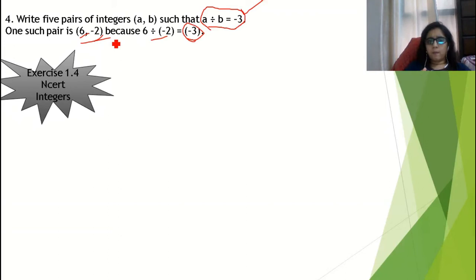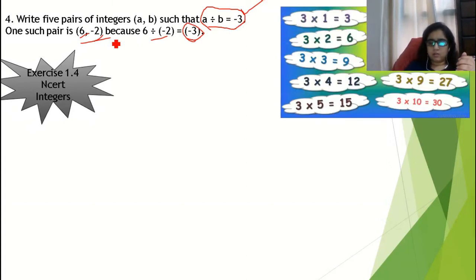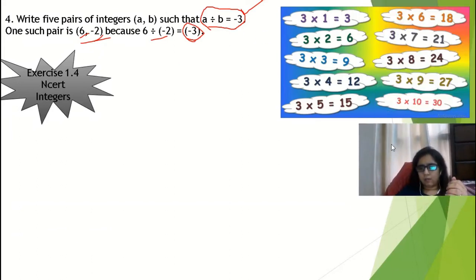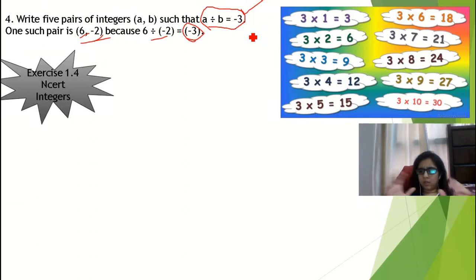In order to think about those numbers, it's better to write the table of 3, and it would be very easy after this table to get to know which integers you can take to solve this a divided by b. If you see the table of 3, I have written it down for you. They have taken 6 and -2. Ignore the minus sign, just think about the numbers only.